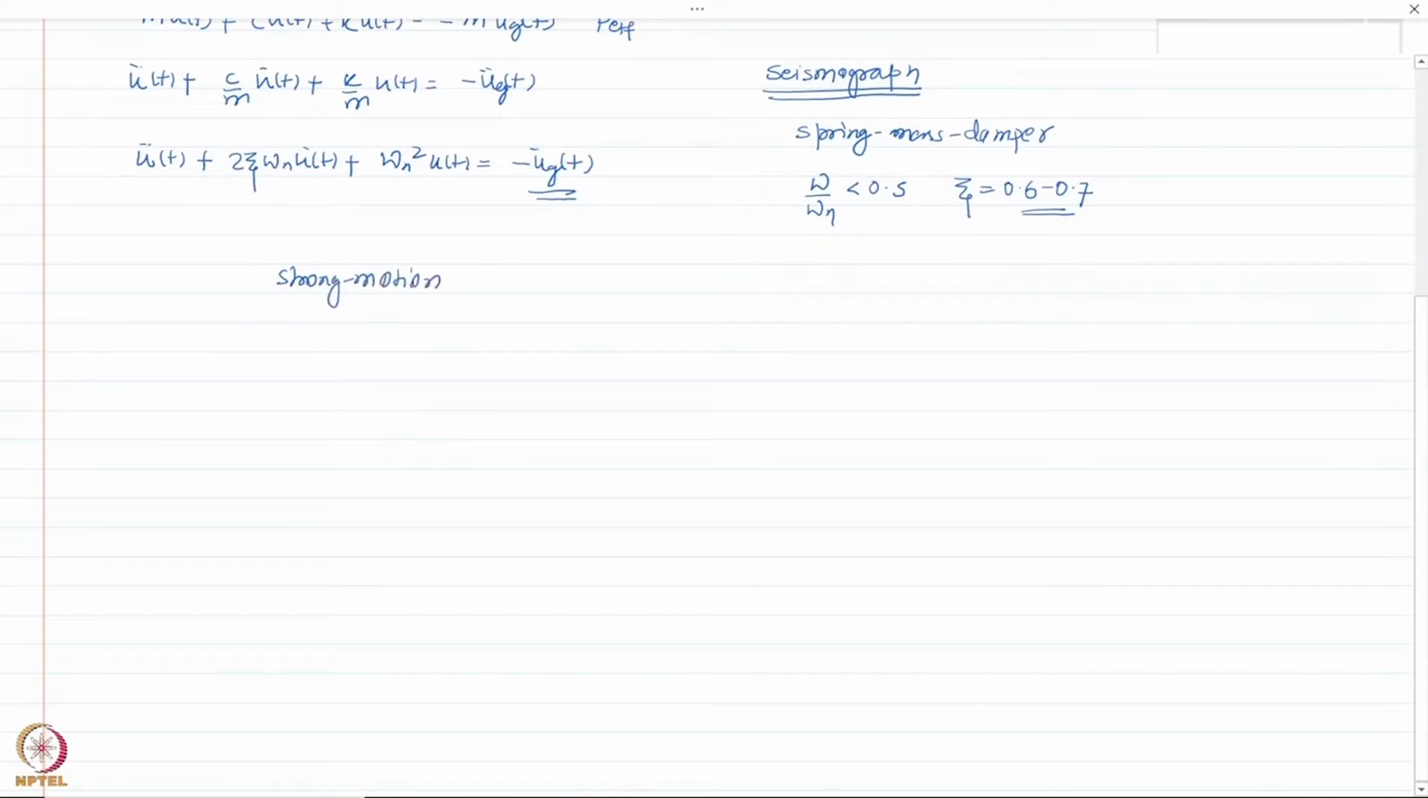Okay, we are only concerned about the strong motion because unless the ground acceleration is above a certain threshold, it is not going to do any damage to a structure. So if you consider the magnitude of an earthquake, let us say less than 4, typically it does not lead to any kind of damage in the structure.